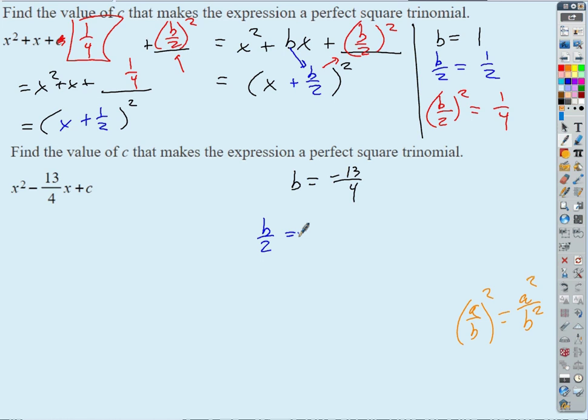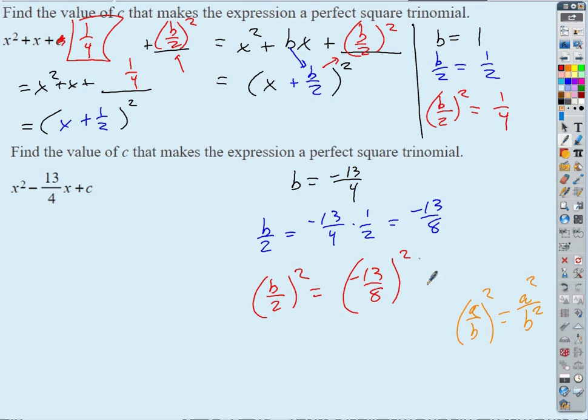So we get b over 2 is equal to negative 13/4 times 1/2. Well, look what I can do here. I just multiply straight across, don't I? Now I can't cancel anything, and so I get negative 13/8. Agreed? And if I square that, I just square the top and square the bottom. What's negative 13 squared?